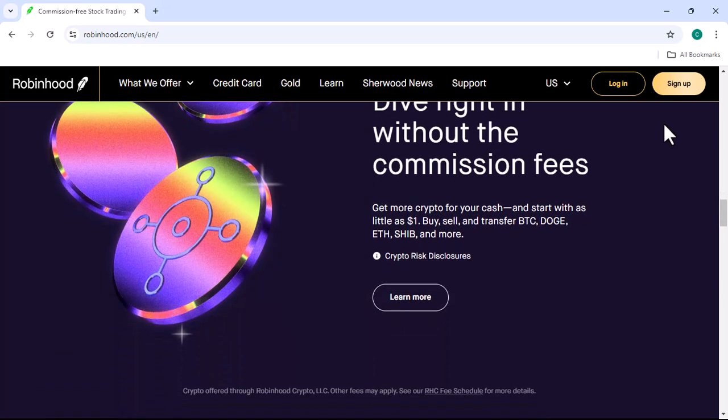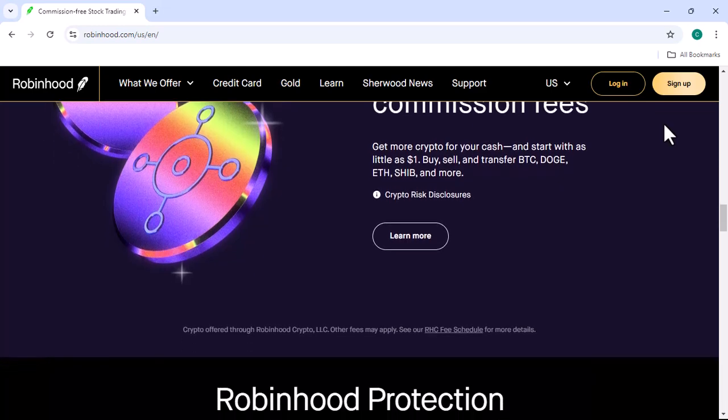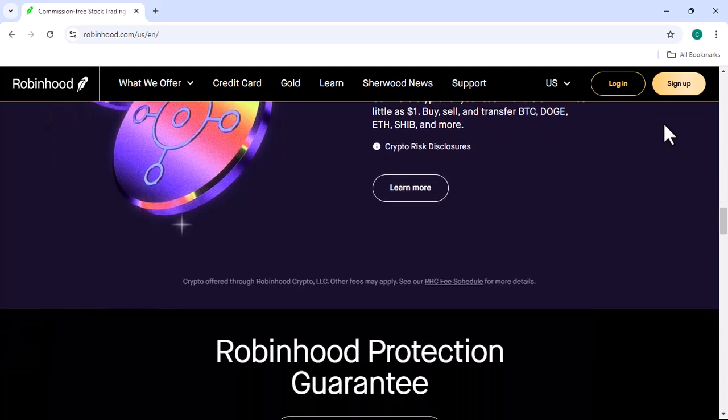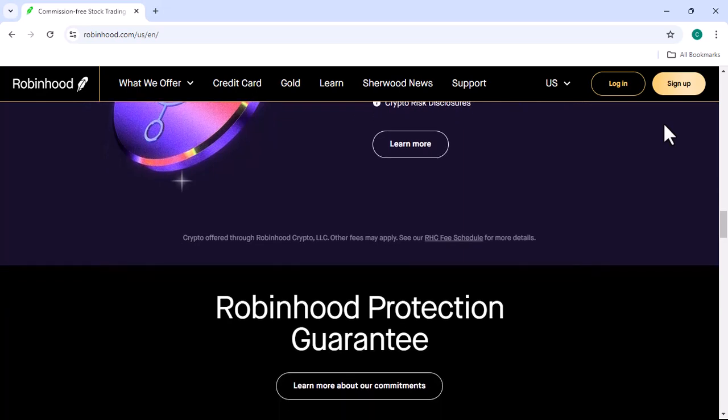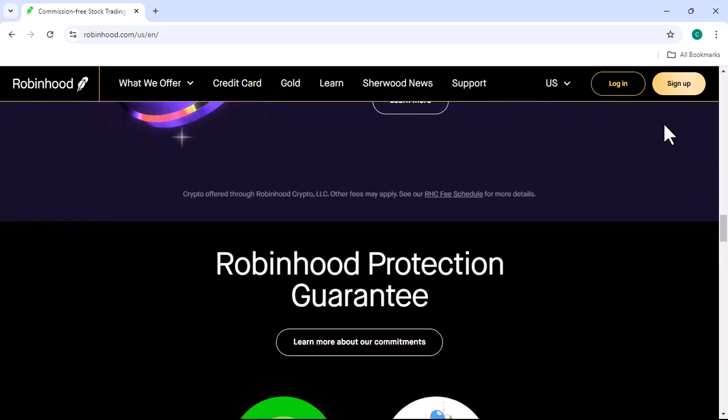Step 3. Searching for Robinhood stock. To find Robinhood stock, use the search bar in your brokerage platform. The ticker symbol for Robinhood is HOOD.